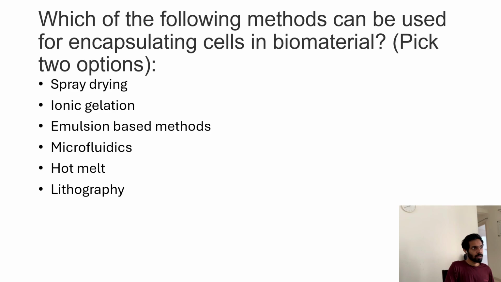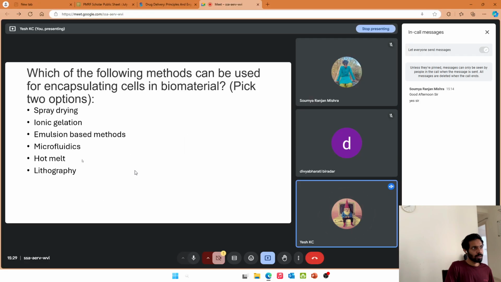Moving on, which of the following methods can be used for encapsulating cells in biomaterial? Two options are available: spray drying, ionic gelation, emulsion based methods, microfluidics, hot melt, or lithography. Any idea? How can you encapsulate these cells in the biomaterial? Like you have this biomaterial. Now, how are you going to put cells inside this biomaterial?